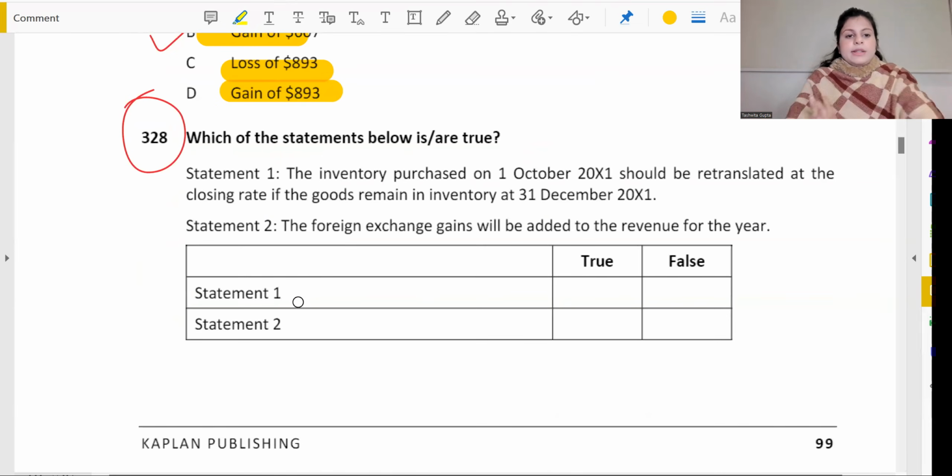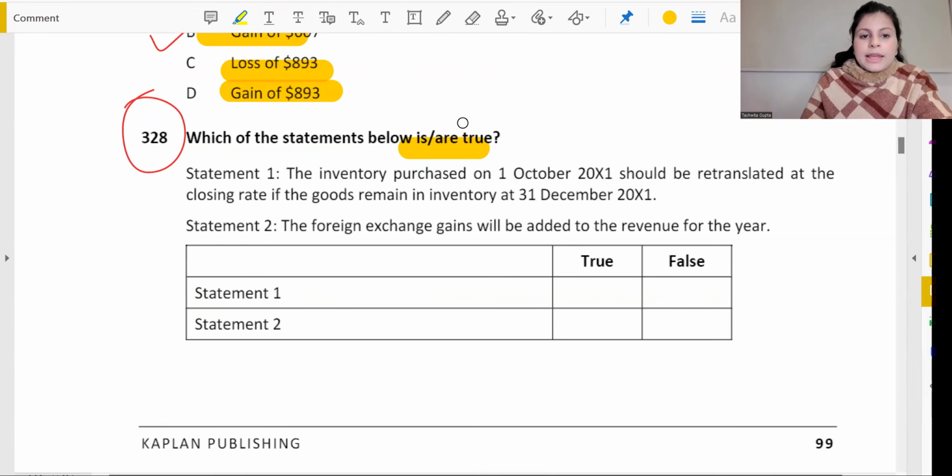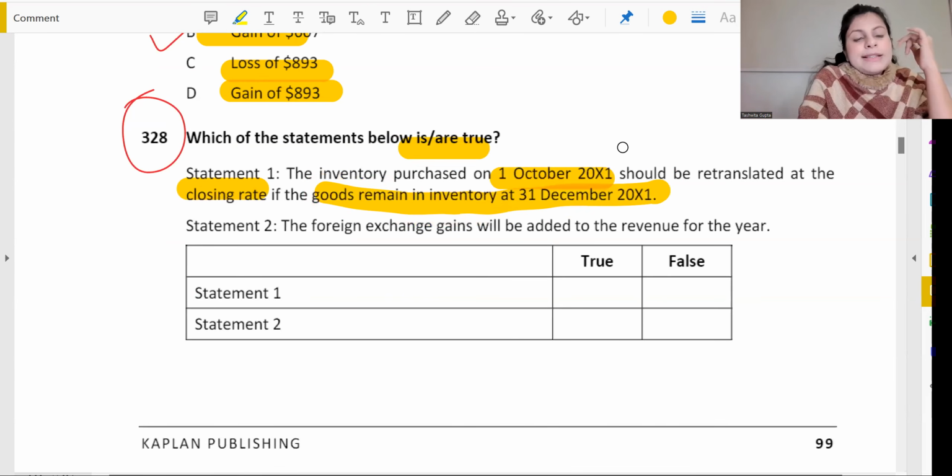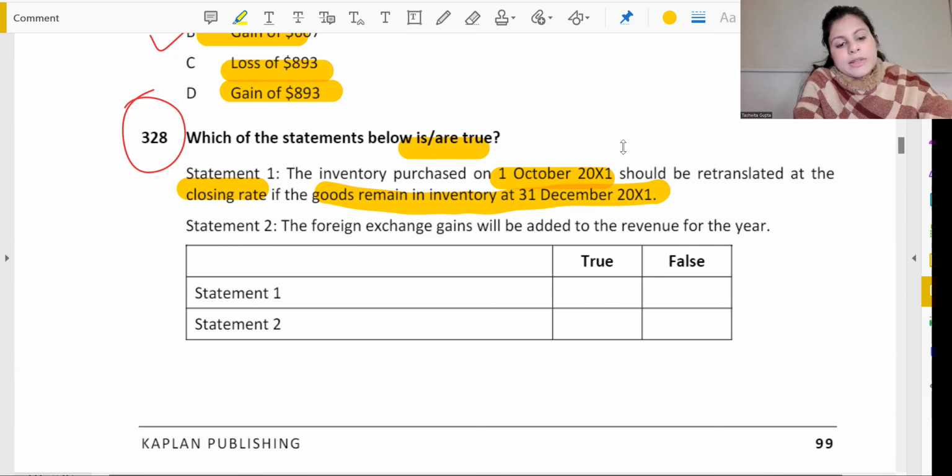Okay. Next. Which of the statements are true? Statement 1. Inventory is purchased on 1st October and should be retranslated at closing rate if the goods remain in inventory at 31st December. Is inventory a monetary item? Can you sell inventory whenever you want? What is a monetary item? Anything which you can convert into cash as and when you want it. So can you convert your inventory into cash?